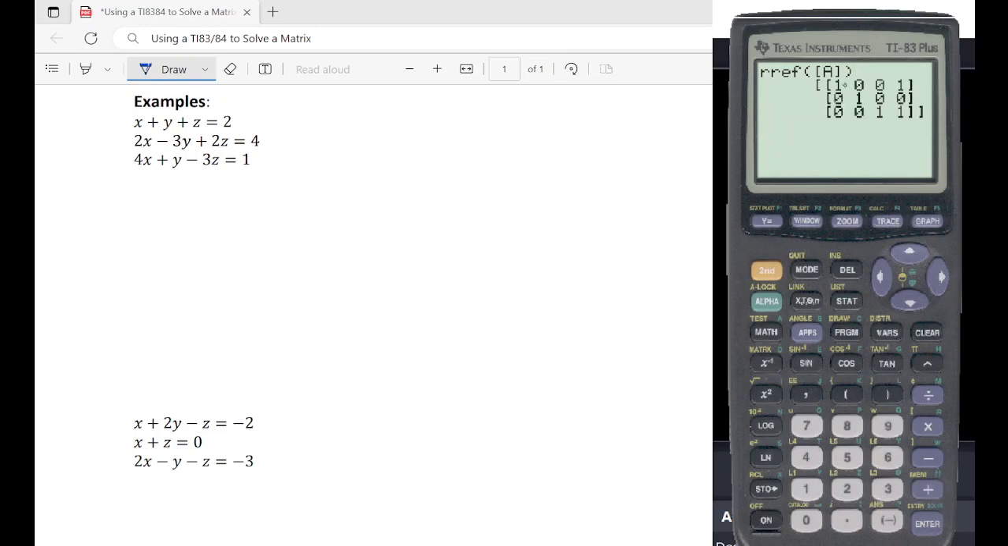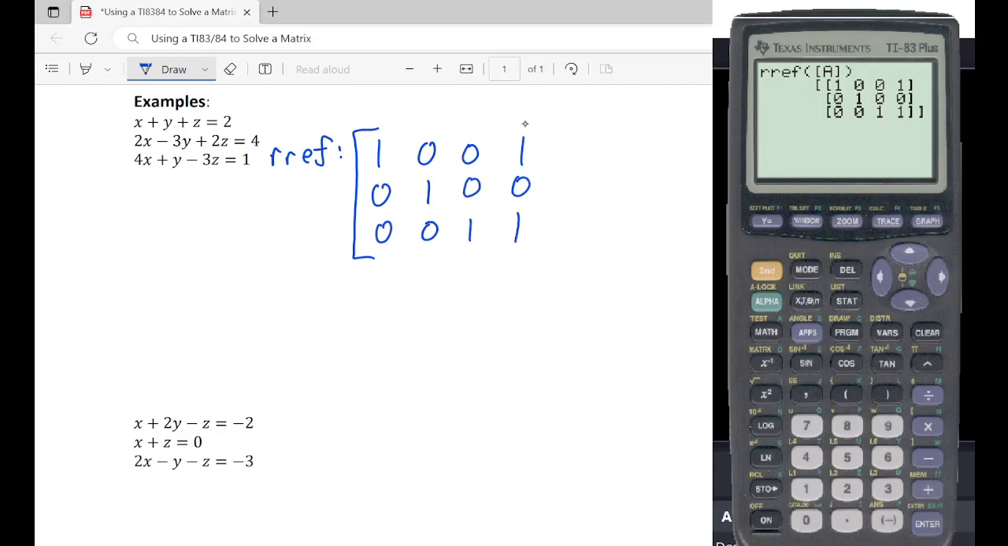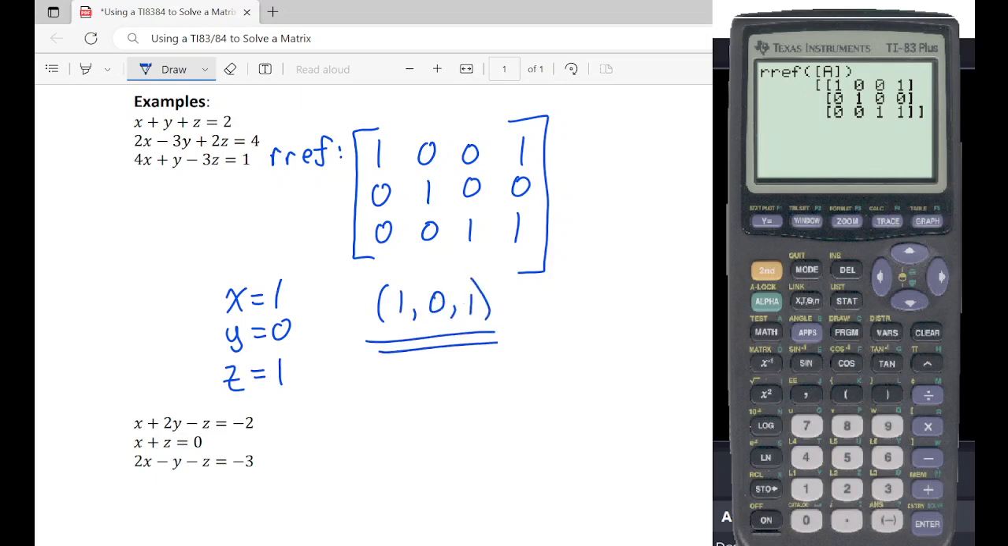And here we have our matrix with the diagonal of all ones, which is what we want, and the answer being 1, 0, 1. So our reduced row echelon form is 1, 0, 0, 1, 0, 1, 0, 0, 0, 0, 1, 1. So there is our reduced row echelon form. So our answers here are x equals 1, y equals 0, and z equals 1. So the solution is 1, 0, 1. And that's how you do it.